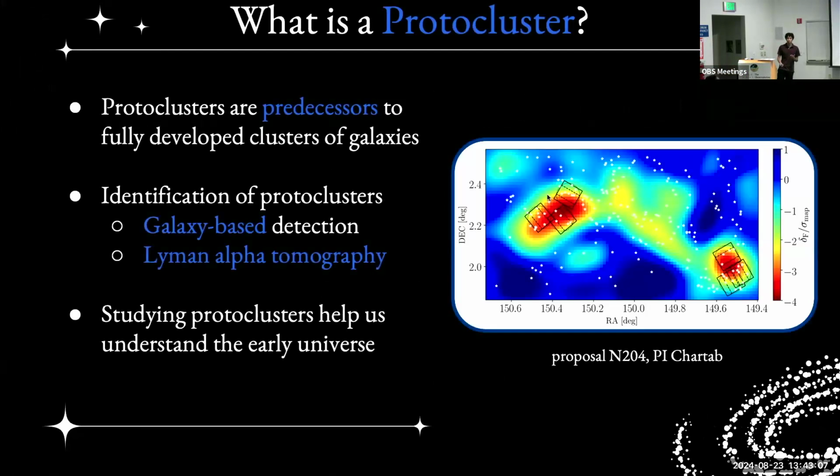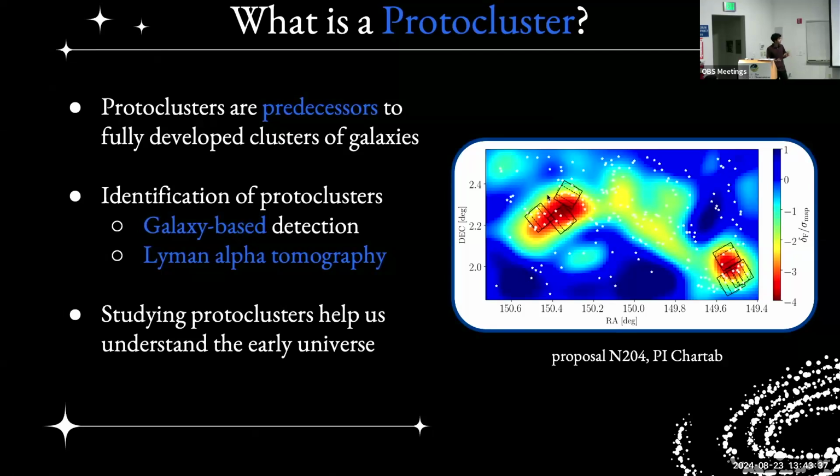A protocluster is a predecessor to a fully developed cluster of galaxies. They are high-density regions of dark matter and early galaxies, where the galaxies orbit each other in chaotic orbits rather than in stable ones. Classically, the identification of these protoclusters has been largely dependent on their properties, where these galaxies can emit at different wavelengths and therefore require different observation methods to detect them.